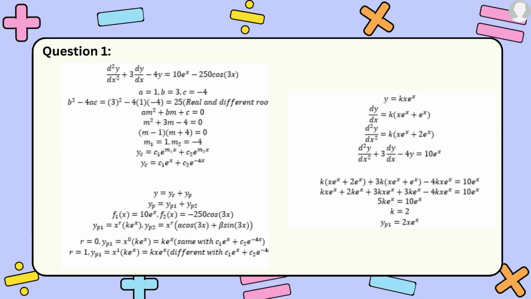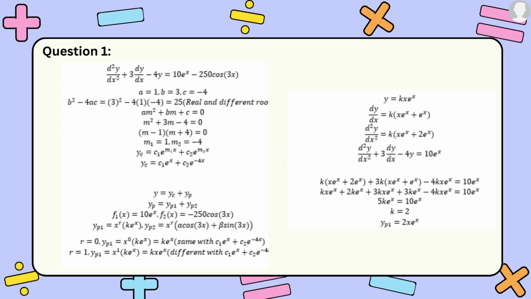Okay, the question given is d²y/dx² + 3 dy/dx - 4y = 10e^x - 250 cos 3x. So first we need to determine the characteristic of the equation and find the general solution for the differential equation.